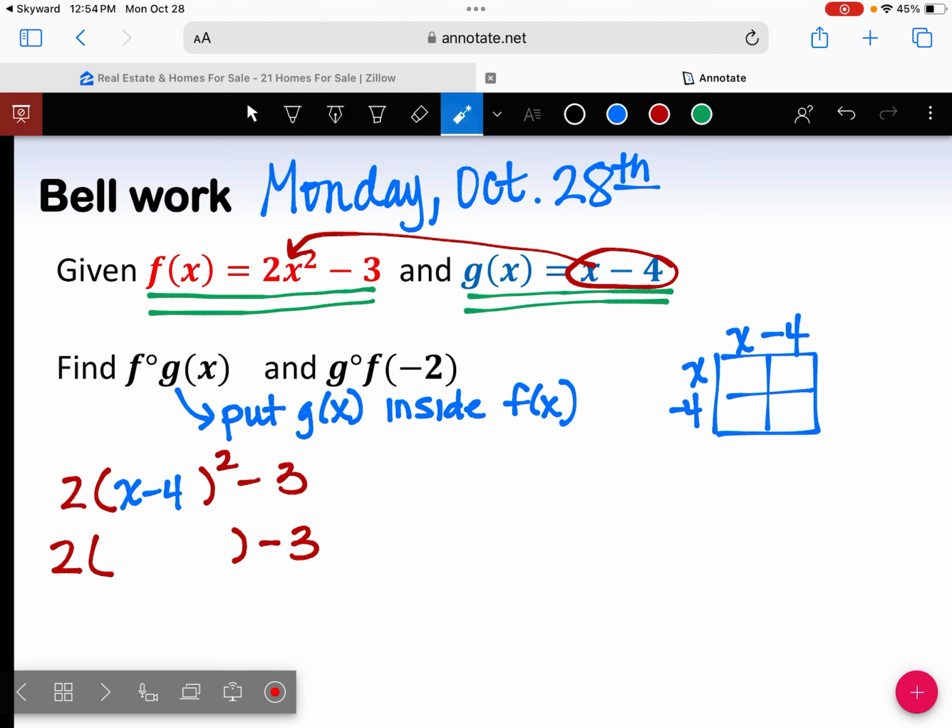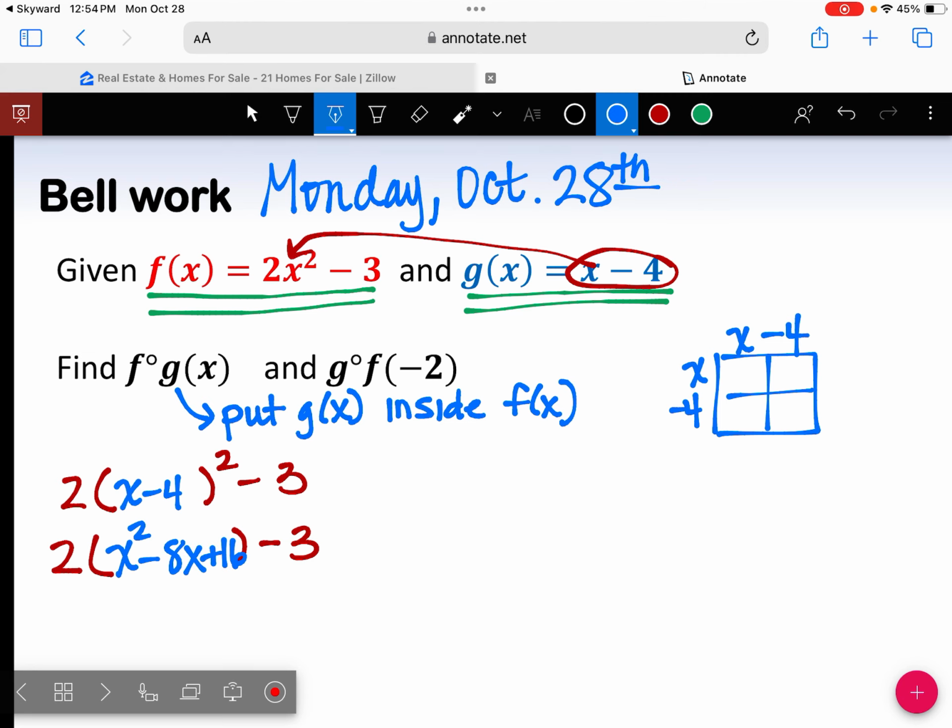Take a minute and figure out what is x minus 4 squared. Go ahead and fill in the box. I'm not filling it in. You fill in the box. Combine your like terms. Multiply x minus 4 times x minus 4. What do you get? X squared minus 8x plus 16.